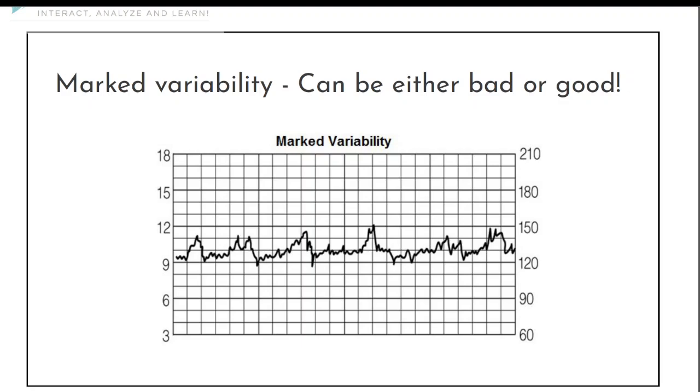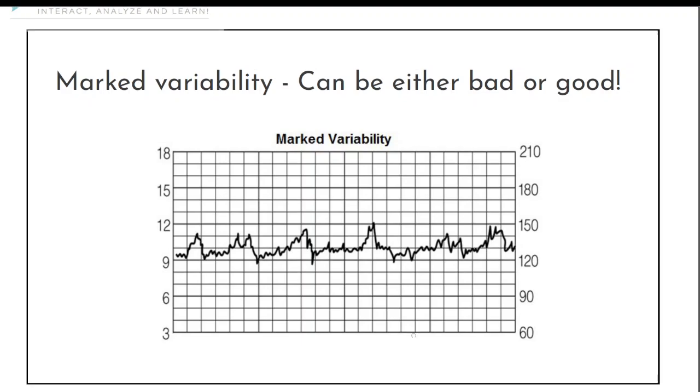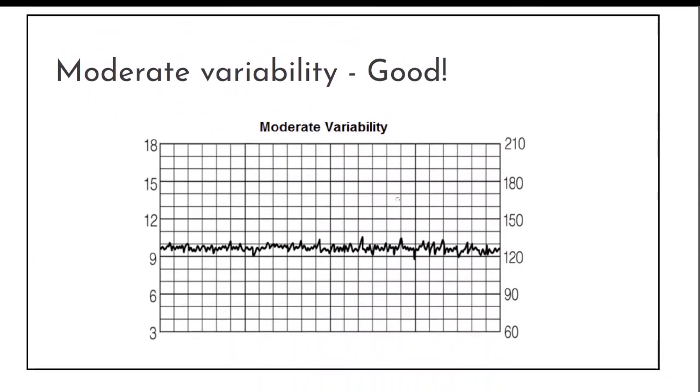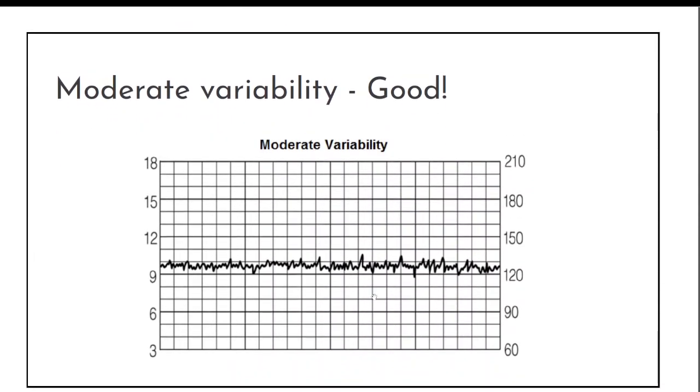What we usually have and what we really like to see, we refer to as moderate variability, all right? This baby's heart rate looks like it's at about 120, 125, and it's varying about 10 points up and down between 120 and 130. This is a moderate amount of variation, moderate variability, and this is what we like to see.